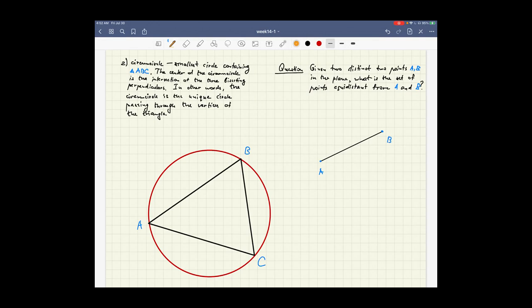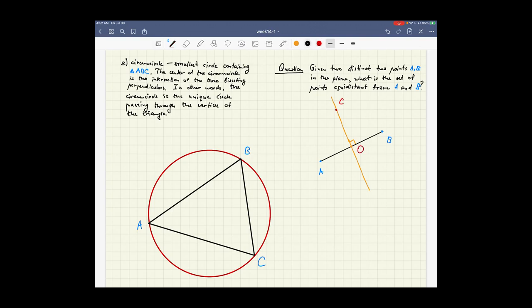perpendicular, i.e. the line that passes through the middle of the segment AB and is perpendicular to that segment. Any point C on that line I claim is equidistant from A and B. Let's prove this. The proof is very simple. So let's call this point O.